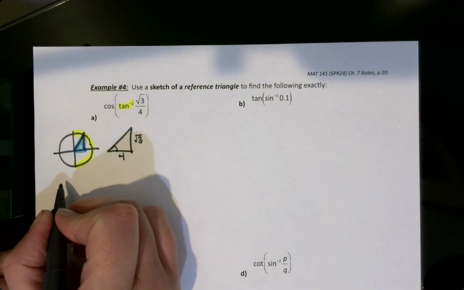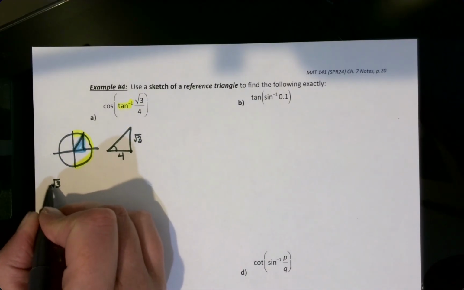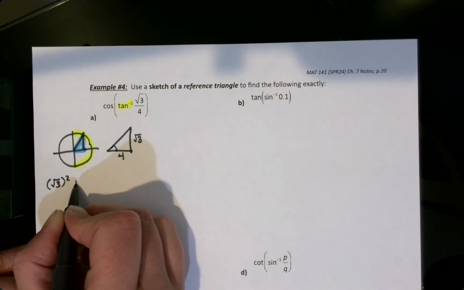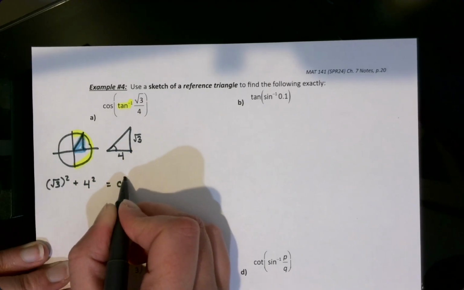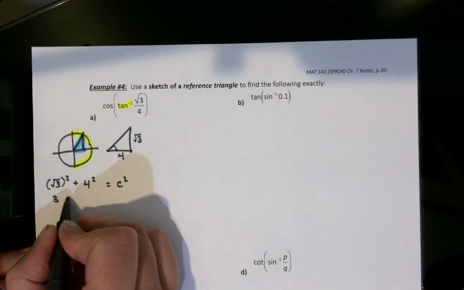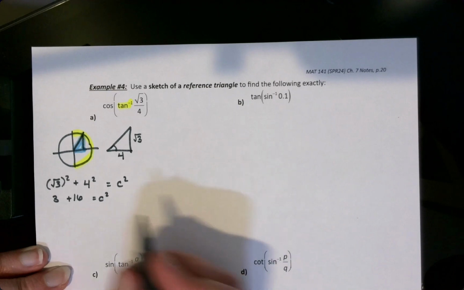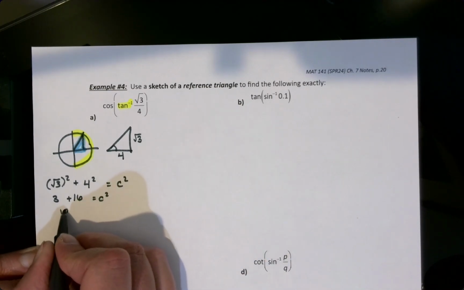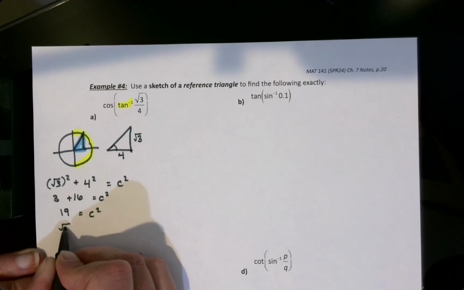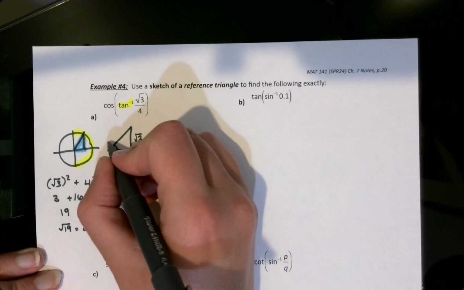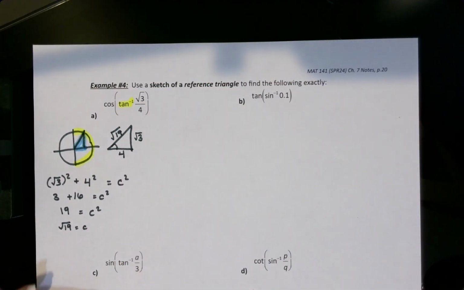So let's think about the Pythagorean theorem, which says square root of 3 squared plus 4 squared equals c squared. So that's 3 plus 16 equals c squared. And so that is 19 equals c squared. So square root of 19 is c. Okay, this is going to be the simplest way to set this triangle up.